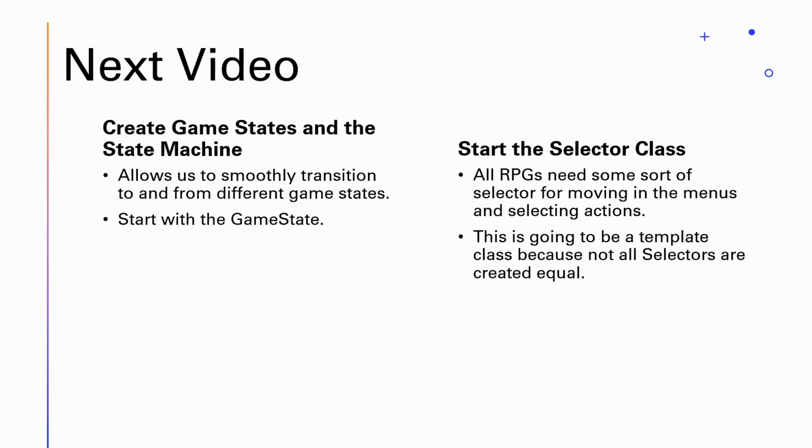Then, if time permitting, we'll start the selector class. All RPGs need some sort of selector for moving in the menus and selecting different actions. This is going to be a template class because not all selectors are using the same data. So we want to be able to change the data at whim, and we'll start doing that next week.